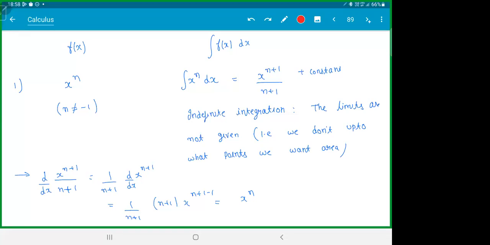Let me show you with limits. See, this is the main thing you have to remember. So if it is x power n dx, if the limits are x1 to x2, the meaning of this is you want the area under the curve from x1 to x2. I'll give you some examples also. But listen carefully how to apply the limits.